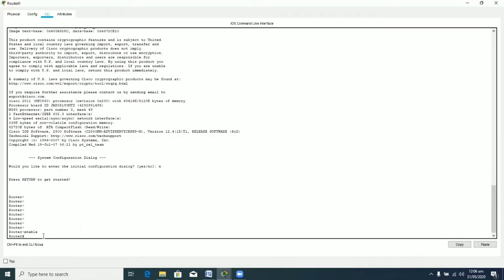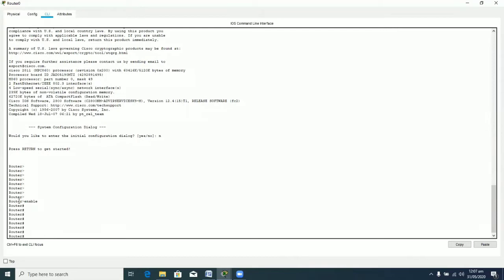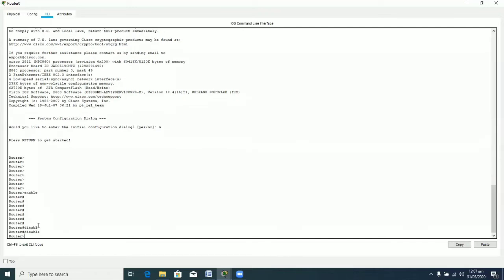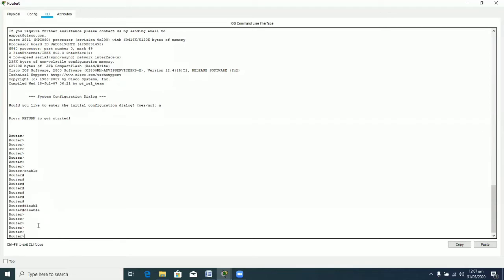Write enable, and you will see that your prompt has now changed, and instead of the greater than sign, you have a hash sign. So this is the enable or the privilege mode of your router. If you want to come back again, then you can simply type disable and press enter, and you are again back in the user mode. The user mode is just for monitoring purposes. It is not a powerful mode, and it cannot help you in configuring the router at a master level. It is just used for checking the basic components of the router.